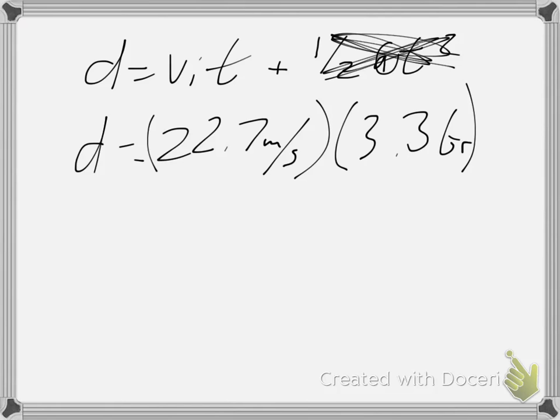So 22.7 times 3.36. Plug it into your calculator. And we find a distance of 76.3 meters. Now I rounded a bit here, so if you're anywhere around 76, anywhere from 76 to 80, you probably did this the right way.